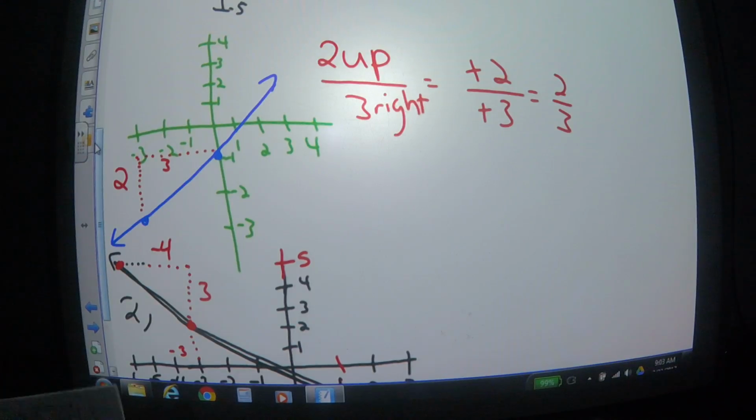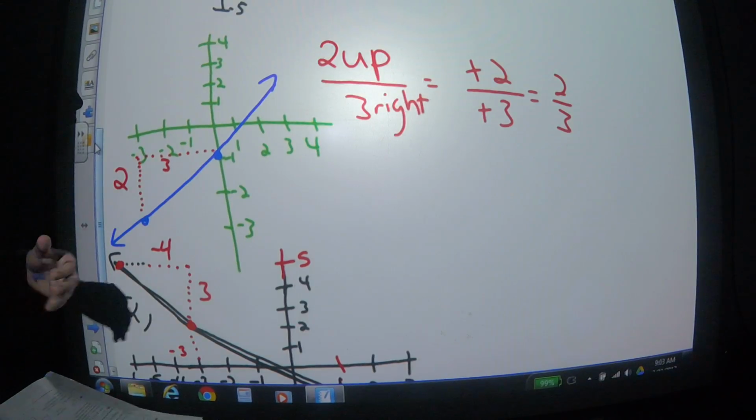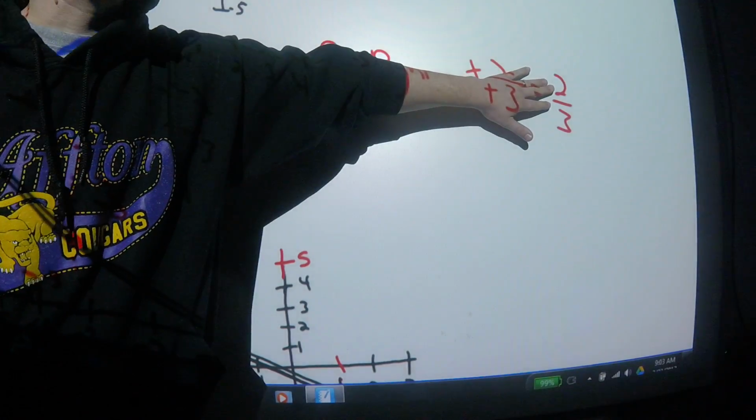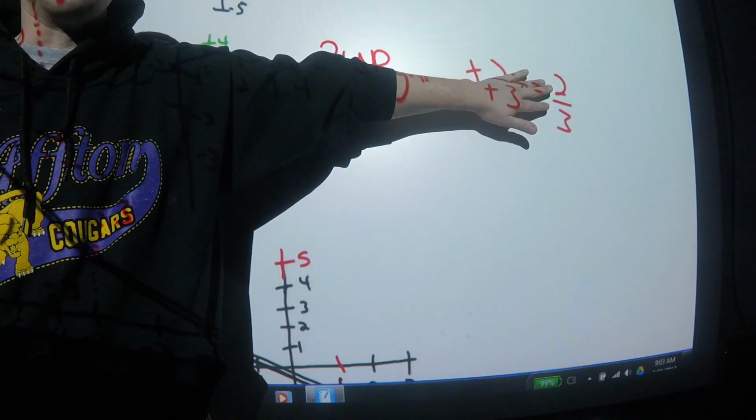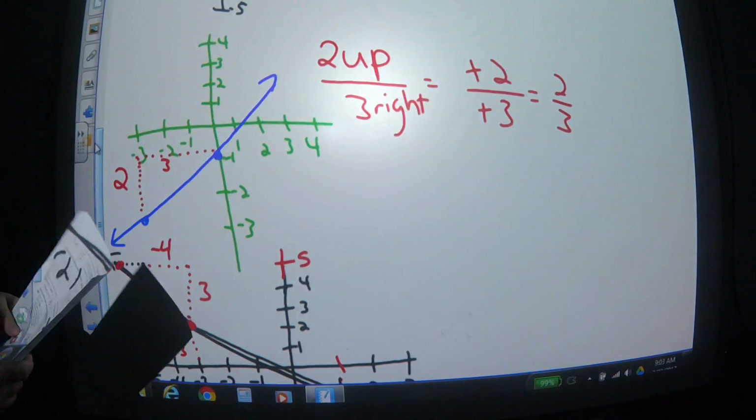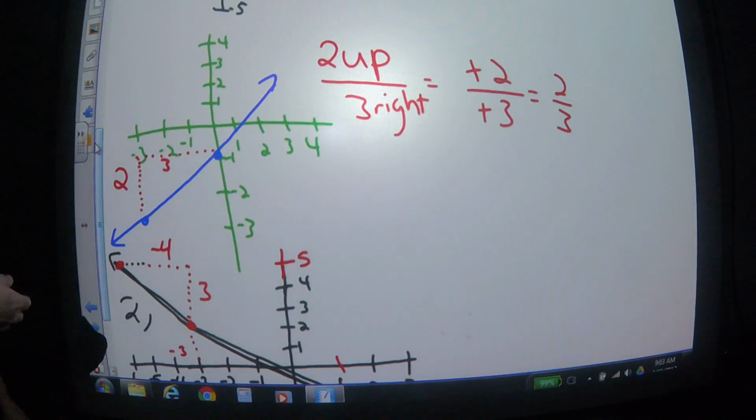Okay? So you're going positively. If your slope is going up and right, it's going to be a positive slope. But if your slope is down or to the left in any way, then it's going to be a negative slope. Okay?